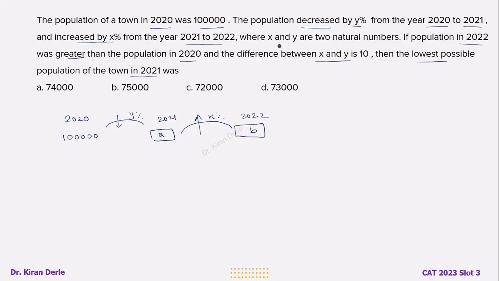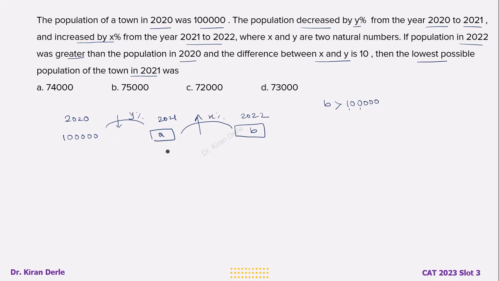Fine. Where x and y are two natural numbers, if the population in 2022, this value B, is greater than the population in 2020, and the difference between x and y is 10. This is a very interesting thing, guys, to understand. If you are decreasing this value by some percentage and you are further increasing this value by some percentage, and it is given that this value should be greater than this, now can you tell me which value will be higher, x or y?